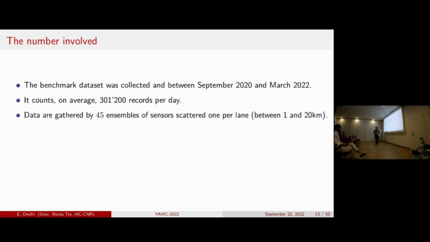So, okay, the data were gathered by 45 ensembles of sensors scattered along these highways. An ensemble of sensors means that for each lane we have a sensor that is measuring the flux, so if there are 2 lanes, then there are 2 sensors. If there are 3 lanes, then there are 3 sensors. And these sensors are scattered about 1 to 20 kilometers apart. In some points where they know that there are many problems, they will have a refined grid, in some sense, if we talk about numerical analysis.